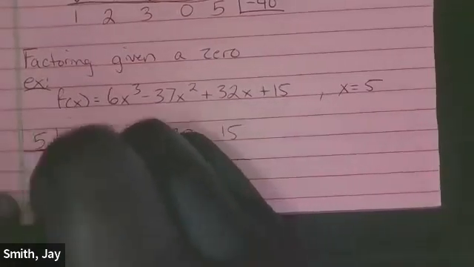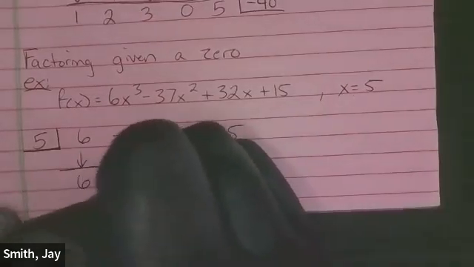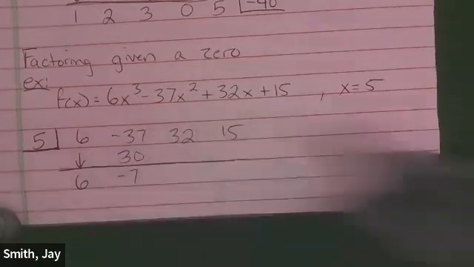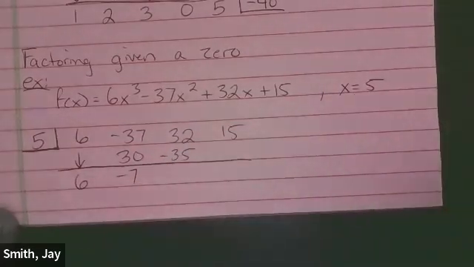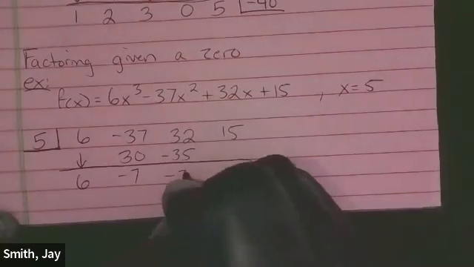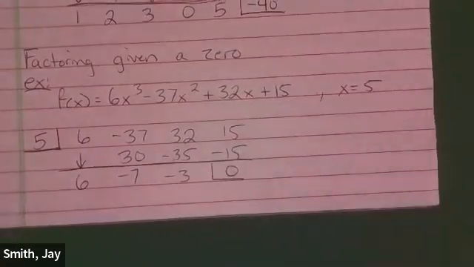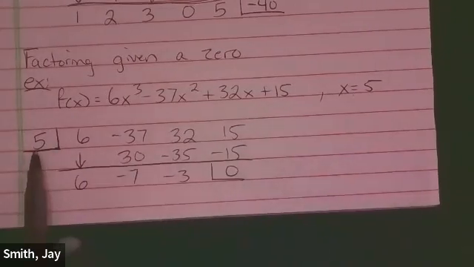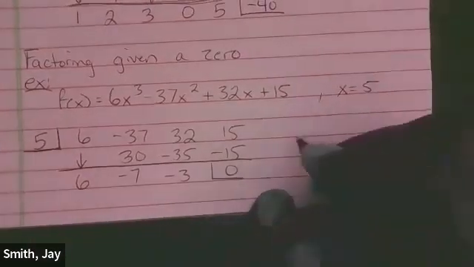All right, so we can bring down our first one. Our 6 plus 0 gives me 6. 6 times 5 will give me 30. Negative 37 plus 30 will give me a negative 7. Negative 7 times 5 will give me a negative 35. 32 plus a negative 35 will give me a negative 3. Negative 3 times 5 will give me a negative 15. And positive 15 plus a negative 15 will give me 0. So that lets me know that 5 is a 0, which in turn tells me that x minus 5 is a factor.